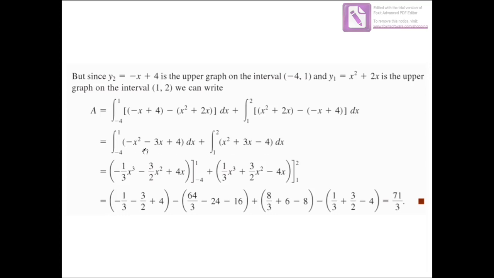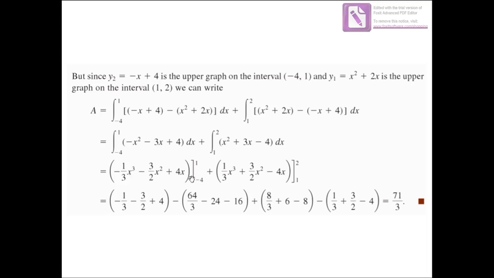So integration of -x squared will be -1 over 3x cubed, minus integration of 3x will be 3 over 2x squared, plus integration of 4 will be 4x. We need to evaluate it from -4 to 1, plus integral of x squared will be 1 over 3x cubed plus integral of 3x will be 3 over 2x squared. Integral of -4 will be -4x, and we need to evaluate the integration from 1 to 2.